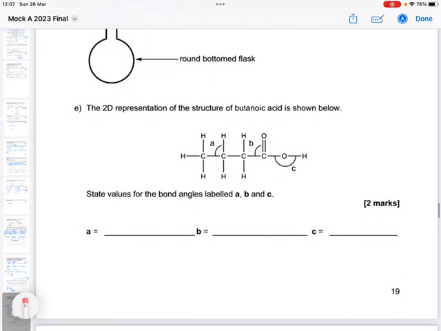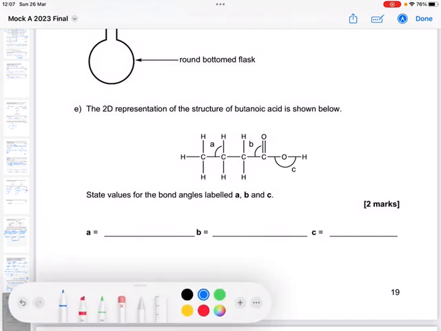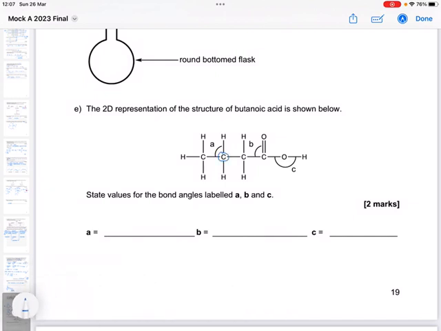Part E, the 2D representation of the structure of butanoic acid is shown below. State the value for the bond angles labelled A, B and C. So A is around this carbon here, so that's going to be tetrahedral, which is going to be a bond angle of 109.5 degrees. And then B is around here, so that's trigonal planar. I've got 3 repelling areas, trigonal planar, so that's going to be 120 degrees.